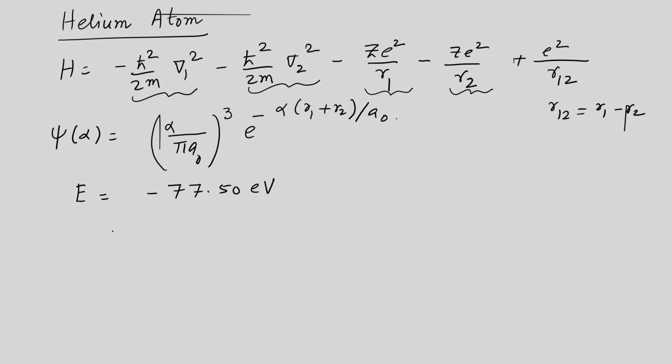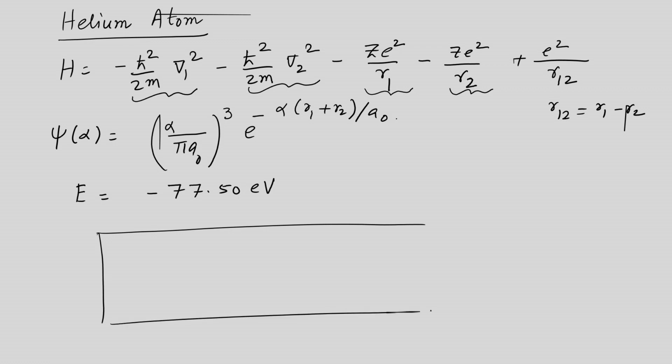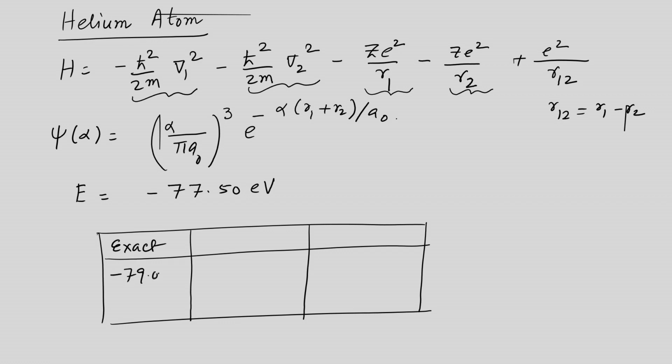Okay. And if I make a table of the exact energy versus this variational energy, and also compare it with the perturbation energy, then the exact is minus 79.02 electron volt. The variational, as just said, I am skipping this calculation for now, but most likely we will be doing it in a tutorial problem. So, it is minus 77.50 electron volt. The perturbation theory, on the other hand, with this last term as the perturbation, yields minus 74.83 electron volt, which is far away from the actual exact energy.